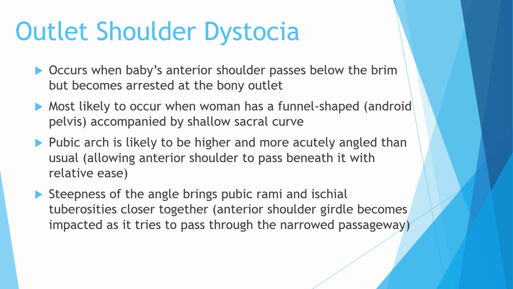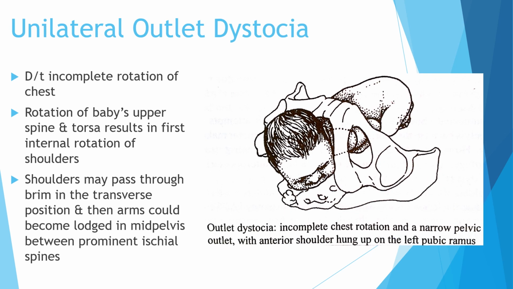And these ones are a little bit easier to manage, just both shoulders much better than when the shoulders get stuck in the inlet part of the pelvis. So unilateral is in one shoulder over another versus bilateral. It's an incomplete rotation of the chest. Rotation of the baby's upper spine and torso results in the first internal rotation of the shoulders. Shoulders may pass through a brim in the transverse position, and then arms could become lodged in a mid-pelvis between the prominent ischial spines.